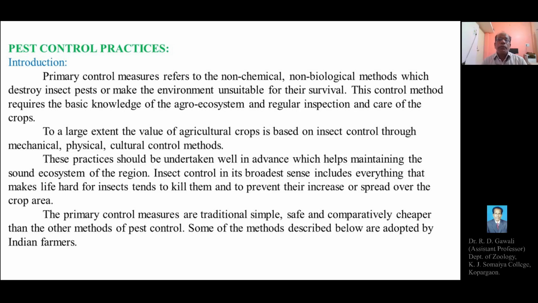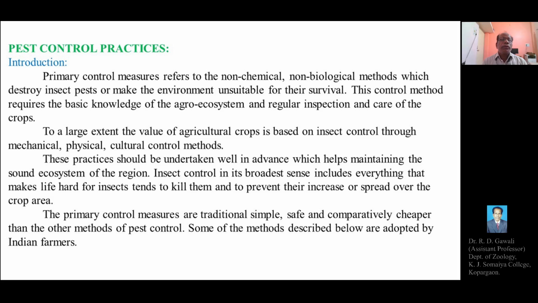Hello students, today we will continue with the next topic, pest control practices. So till now we have explained different types of crop pests, stored grain pests, veterinary pests, and also the different types of non-insect pests.